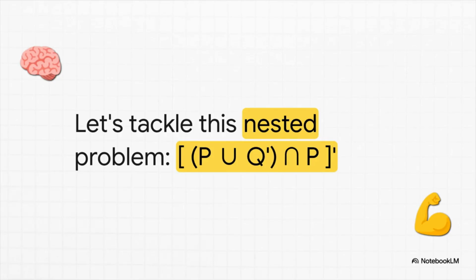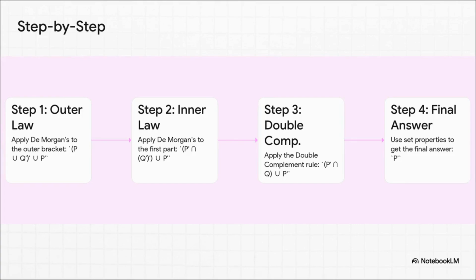We've got operations inside of operations, all sitting under one big complement. The key here is to stay calm and work from the outside in. We'll start by breaking that big outer bracket. Okay, let's be methodical. Step 1, apply De Morgan's law to that main intersection in the middle. This breaks the expression into two parts and flips the sign, so we get the complement of the first group union the complement of the second group, which is P prime.